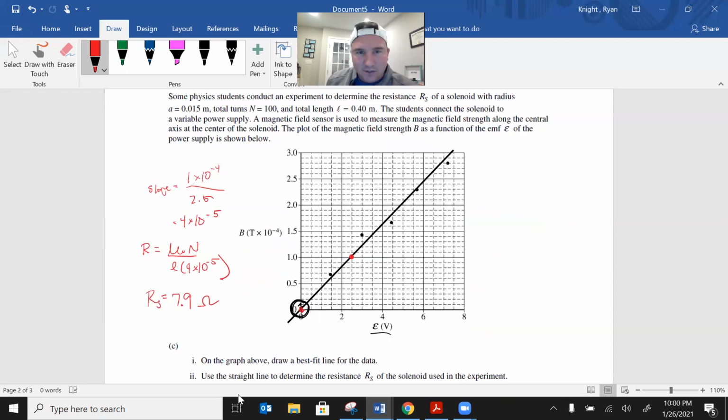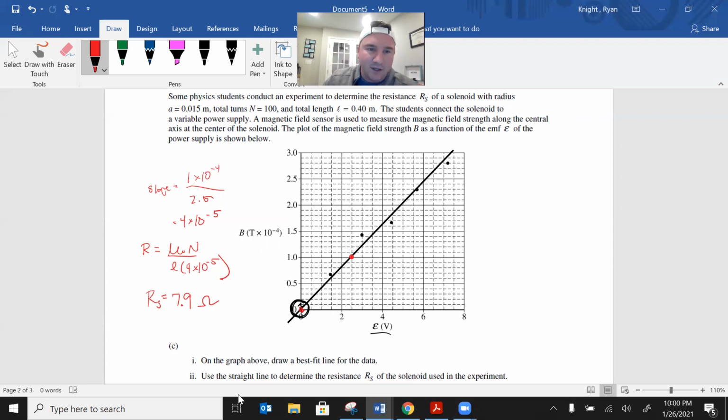But some physics students conducted an experiment to determine the resistance of a solenoid with a radius A equals 0.15, 100 turns, length of 0.4. Connect the solenoid to a variable power source. Measure the field along the central axis of the solenoid at point P. Plot of the magnetic field strength as a function of EMF is shown below. So we have magnetic field versus EMF.